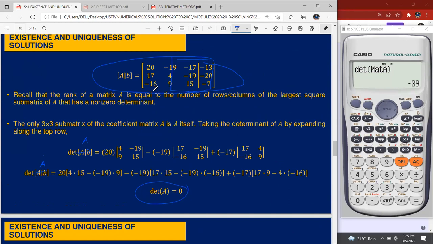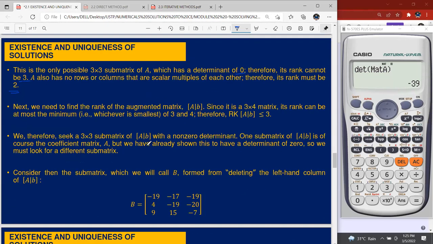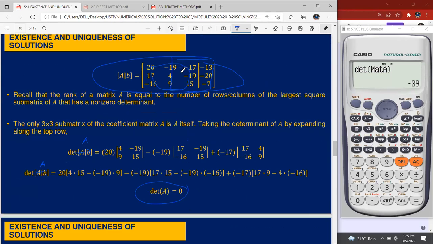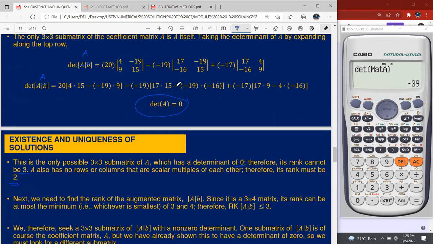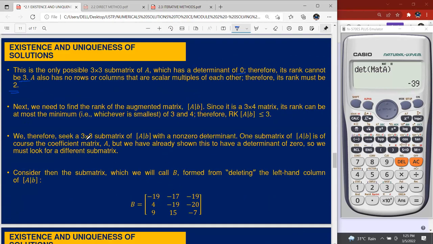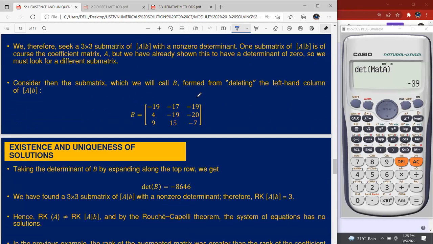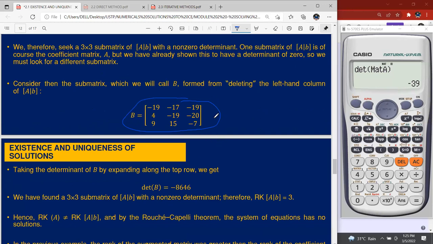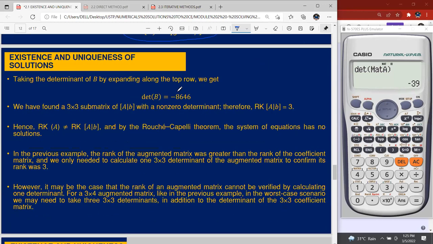You can combine them, as long as it is not the same combination as before. So, let's try. We took negative 19, 17, and plus 3, to get the determinant. We therefore seek a 3 by 3 submatrix with a non-zero determinant. One submatrix of the augmented matrix is, of course, the coefficient matrix. Considering this one, how do we get the determinant? I'm taking the determinant of B by expanding along the top row, the same solution. The solution for getting the determinant is the same. And the determinant is not zero. Therefore, the rank of the augmented matrix is 3.